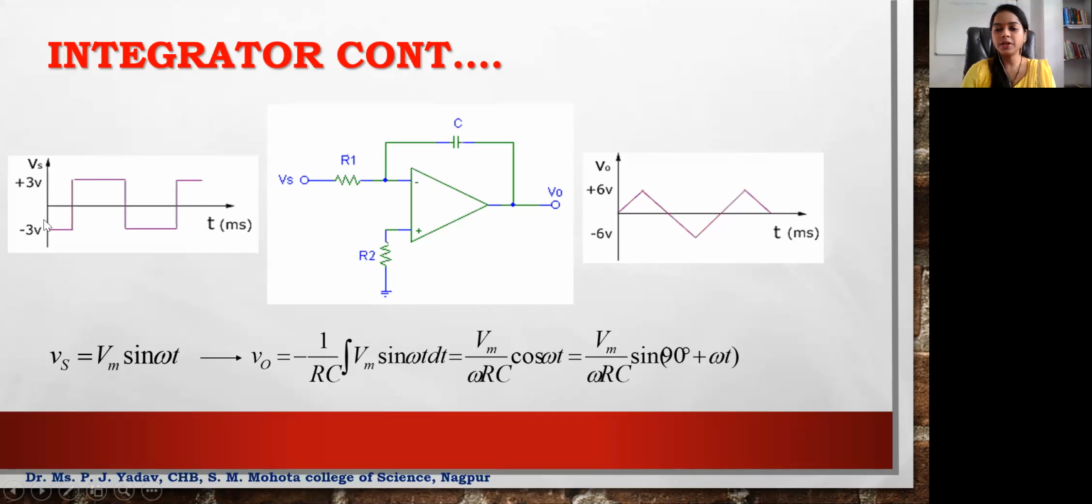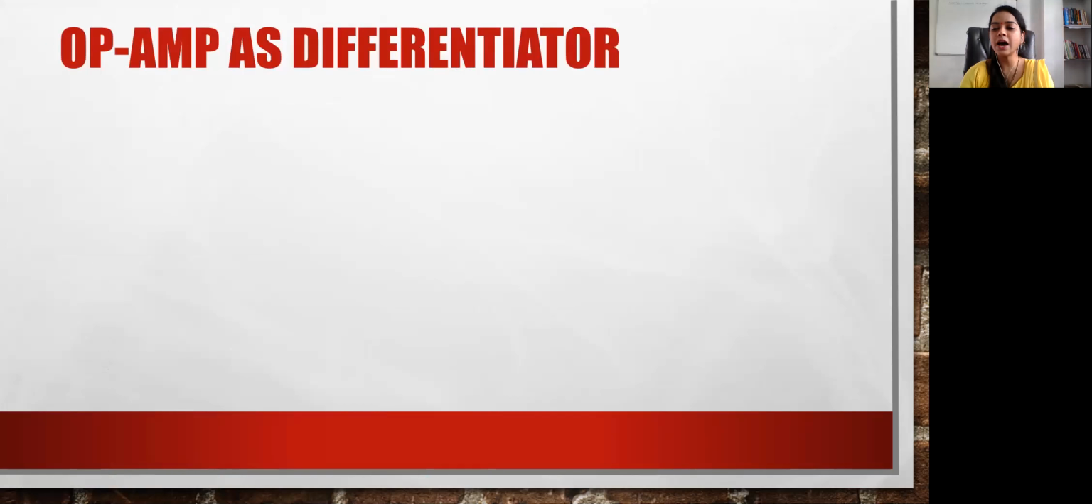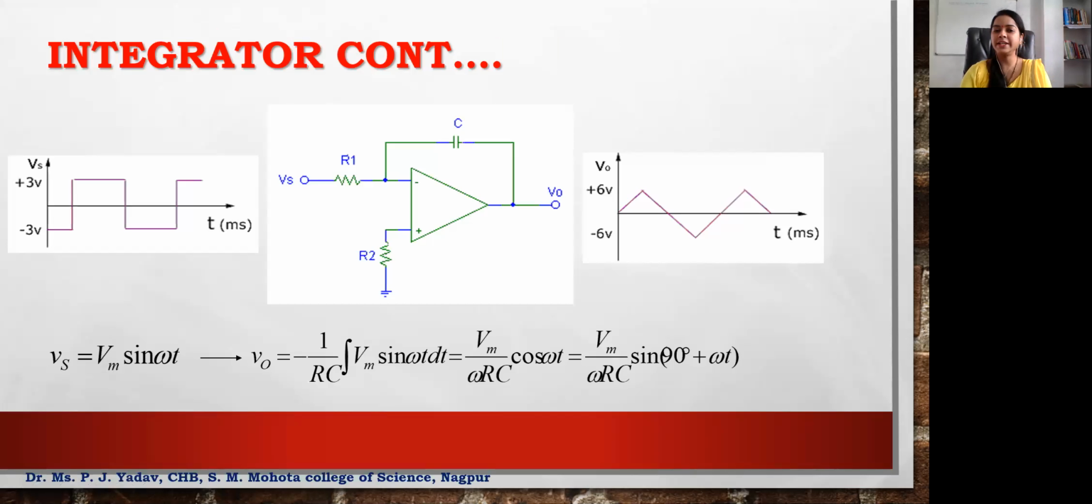Sorry, this is a 180 degrees phase shift. So in an inverting amplifier, whatever you give at the input end, at the output you will get a phase shift of 180 degrees, that is, out of phase. So this is how we used the op-amp as an integrator in inverting mode.